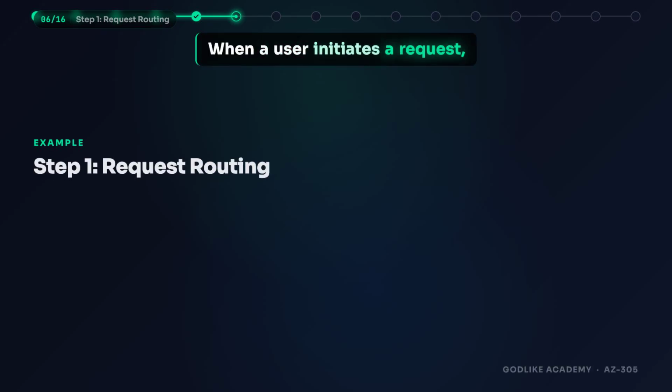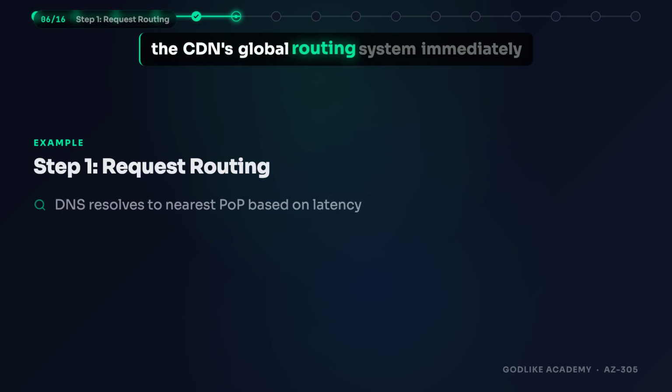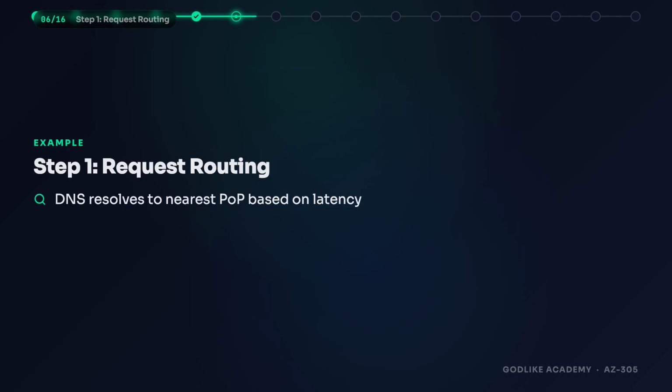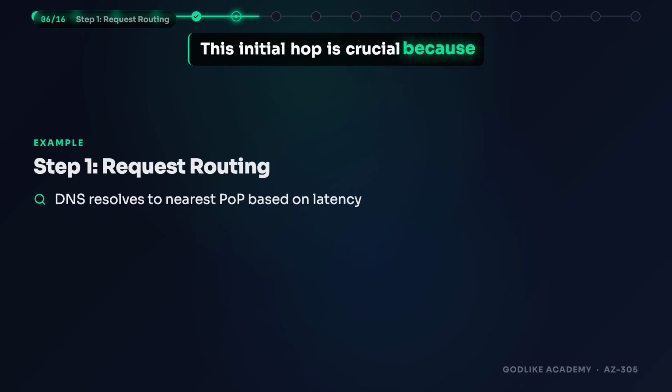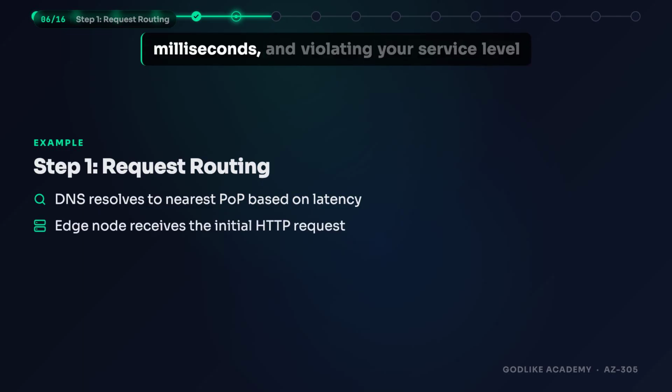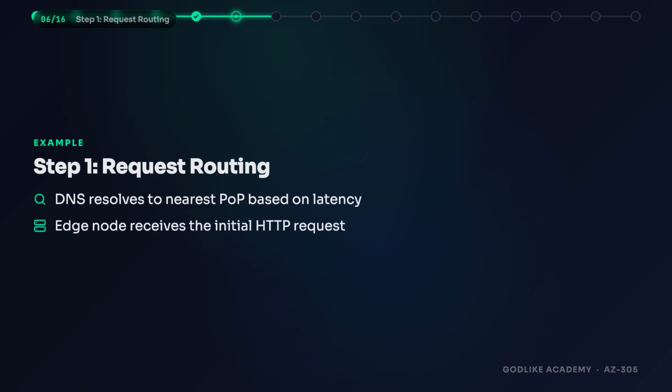When a user initiates a request, the CDN's global routing system immediately directs it to the closest point of presence. This is not a random selection. The DNS resolution ensures the traffic lands at the edge node with the lowest network latency relative to the user's location. This initial hop is crucial because it determines the baseline speed of the response before any caching logic even begins. Misconfigured routing rules will force traffic through distant regions, adding hundreds of milliseconds and violating your service level objectives.